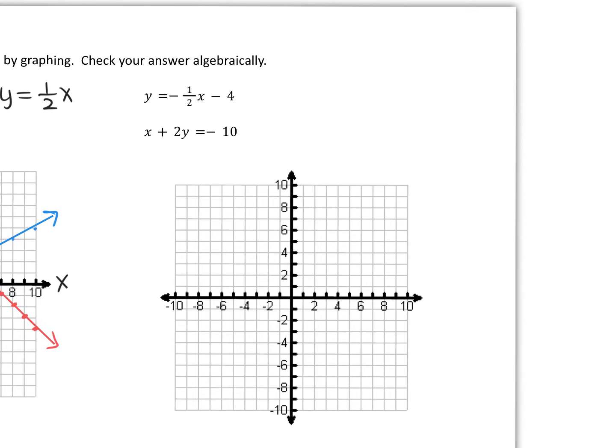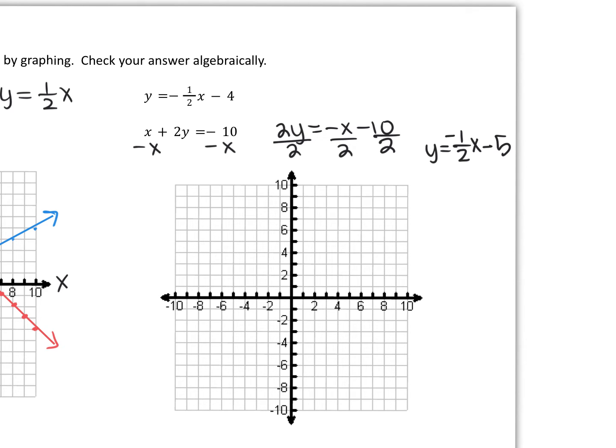My second system, y equals negative 1/2 x minus 4, and x plus 2y equals negative 10. My first equation is already in y equals mx plus b, so I don't have to do anything with it. I just have to reorder my second equation. So I'm going to subtract x. We get 2y equals negative x minus 10. Then we're going to divide everything by 2, and we get y equals negative 1/2 x minus 5.